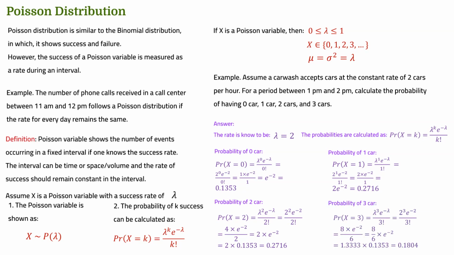Now probability of three cars. So here k is equal to 3, substituting that in the formula will be lambda^3 e^(-lambda) divided by 3 factorial, which is 2^3 e^(-2) divided by 3 factorial. 2^3 is 8, 3 factorial is 6. If you put the calculation, it will be 8 times e^(-2) divided by 6, which is 0.1804.